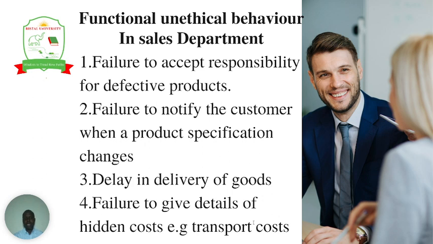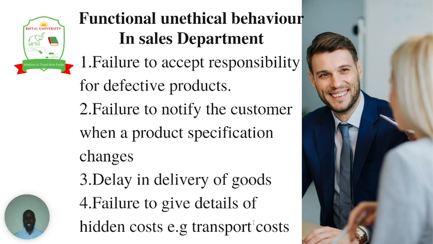We look at the unethical practices now as per different departments within the organization. The departments are also what we are calling functional areas. So functional unethical behavior would be departmental unethical behaviors in different departments. For example, in the sales department, we would have a failure to accept responsibility for defective products. Sometimes we have defective products and customers bring these products back to us. So it is not right not to accept responsibility when you are very sure that the defect might have occurred within your organizational productive processes.